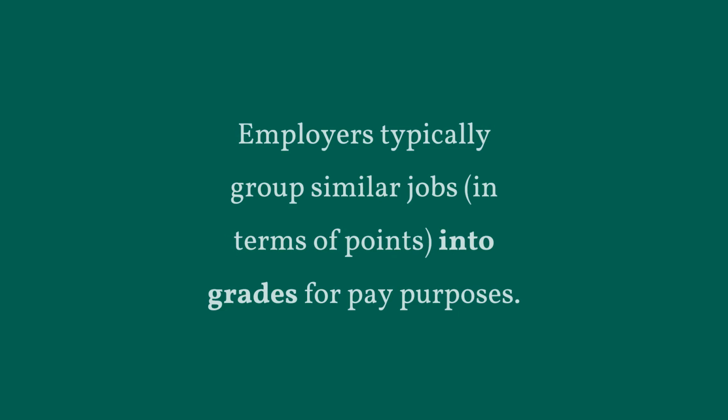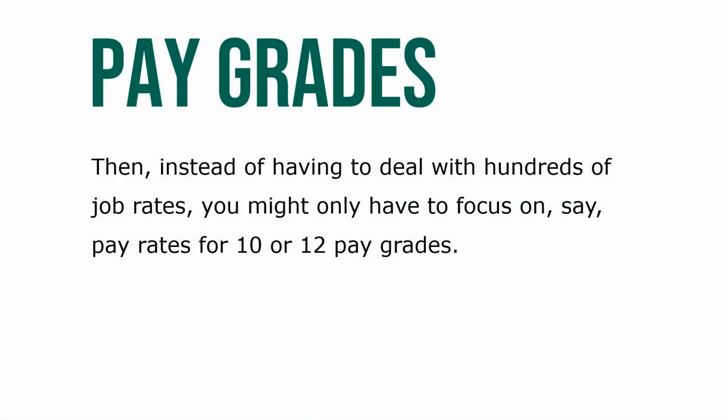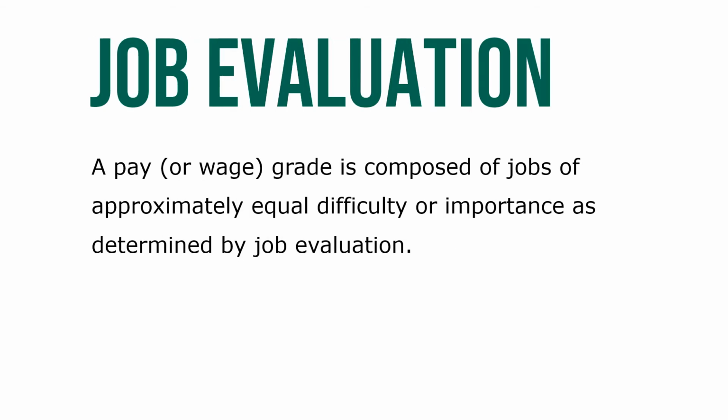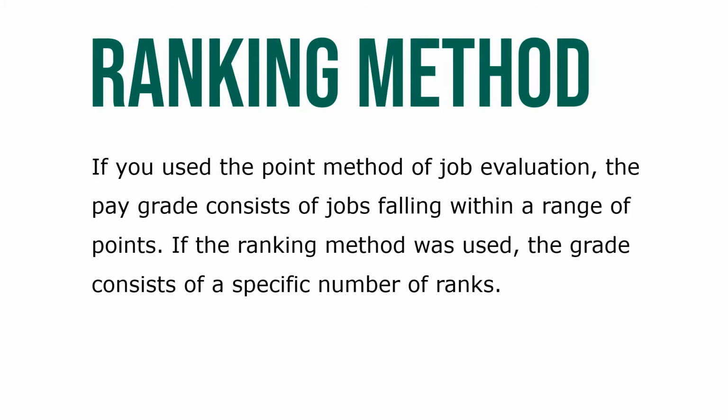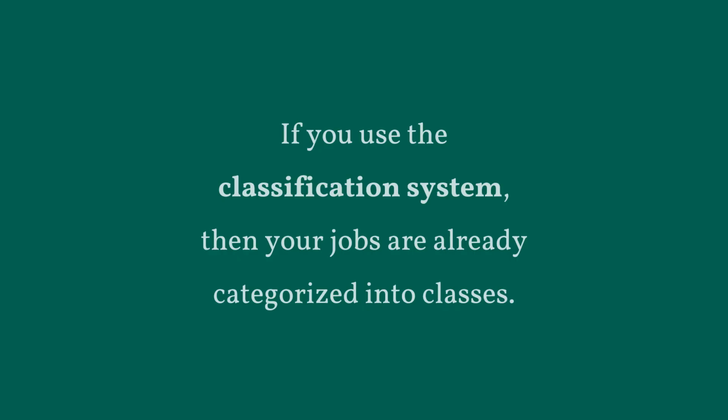Employers typically group similar jobs in terms of points into grades for pay purposes. Then, instead of having to deal with hundreds of job rates, you might only have to focus on, say, pay rates for 10 or 12 pay grades. A pay or wage grade is comprised of jobs of approximately equal difficulty or importance as determined by job evaluation. If you've used the point method of job evaluation, the pay grade consists of jobs falling within a range of points. If the ranking method was used, the grade consists of a specific number of ranks. If you use a classification system, then your jobs are already categorized into classes.